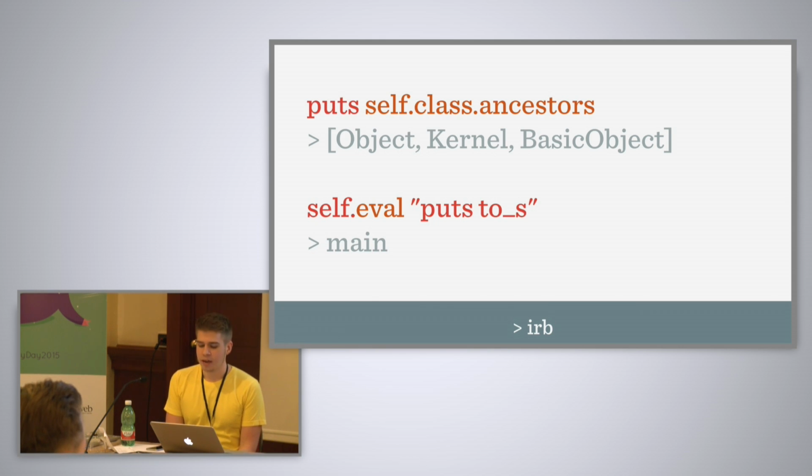Now all objects inherit from the Kernel module, and Kernel has a private method, puts. It has another method too called eval. So eval, unsurprisingly, can take a string of Ruby code and evaluate it in the current context, just as though we had typed in the code manually. But eval can do a whole lot more than open us up to security vulnerabilities.